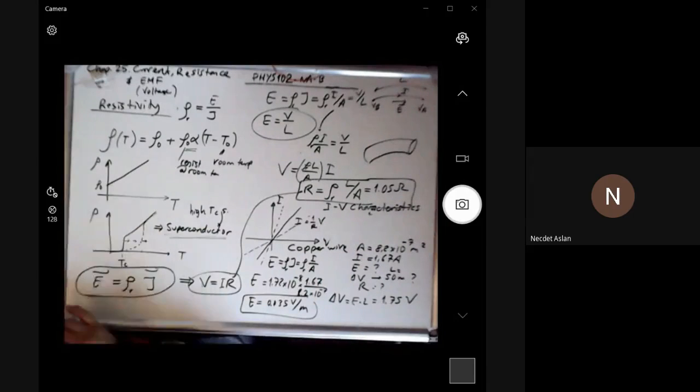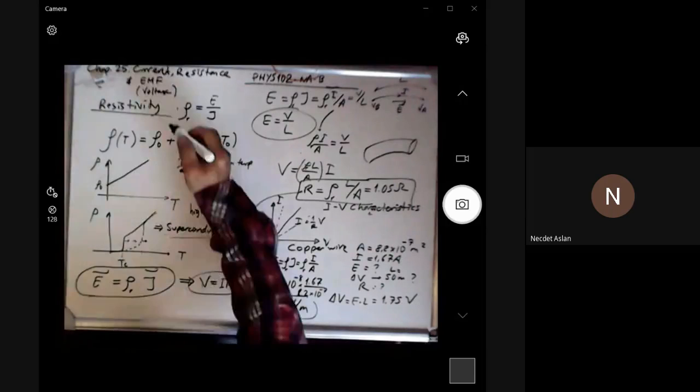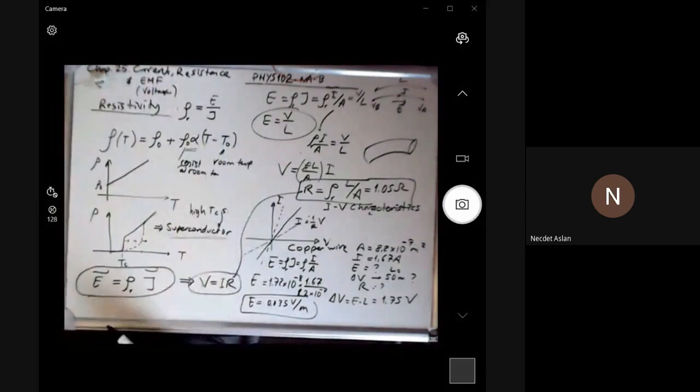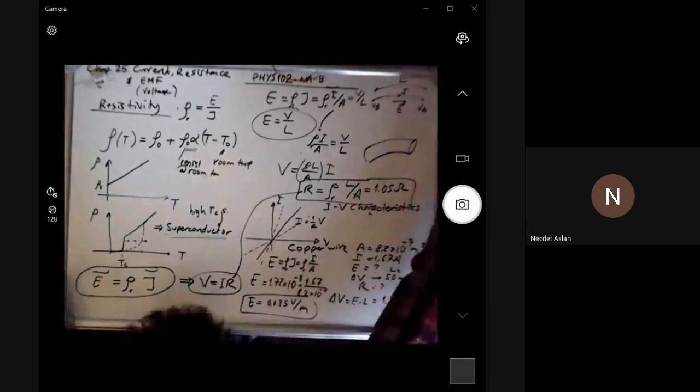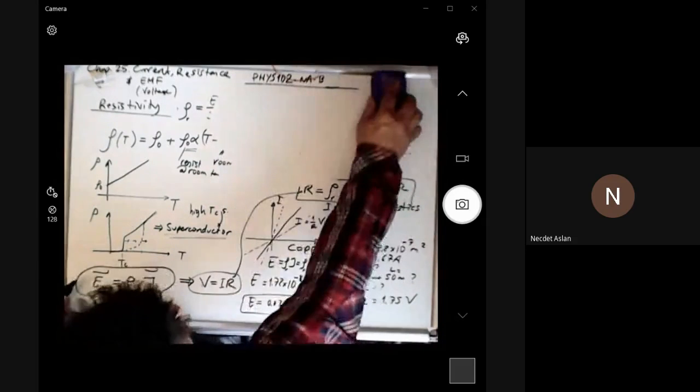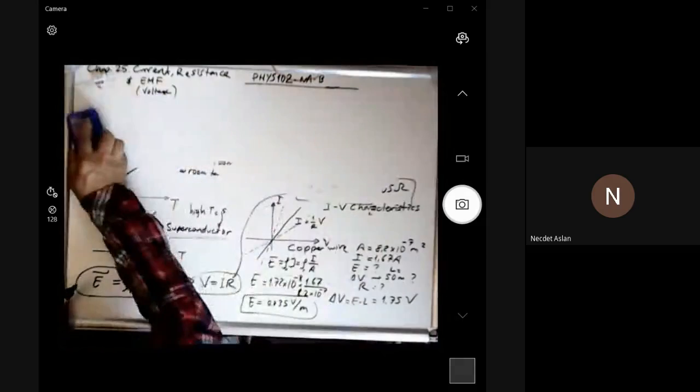Now let's go to electromotive force and the circuits. Electromotive force, as I told you in the beginning of my lecture, is not actually a force, but it's just the voltage, right? So it's the driving force for the charges, because usually we use power supplies to drive the circuits.